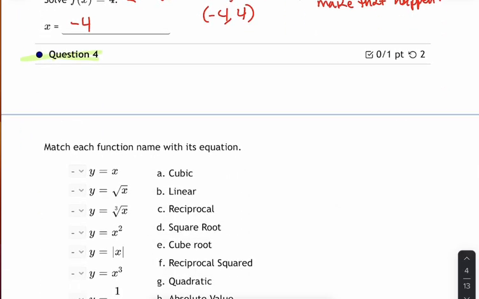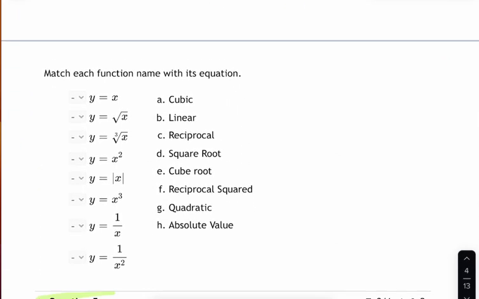Let's look at question 4. On the test, I will be asking you the same exact things I asked you on the parent function quiz for 3.1. So let me remind you what those things are. So the first one, it says match each function name with its equation. So y equals x is our linear function, and you will have to graph that. And remember to graph that, that's that perfectly straight line that goes through the origin and has a slope of 1.